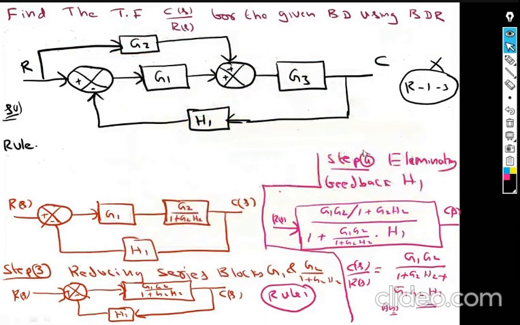Coming back to this one, what I am doing here is moving this summing point from here to after g1. I am applying rule number 7. I am writing it down because the examiner has to understand. In the examination you have to write clearly what you are doing. So as a first step I am applying step number 1.